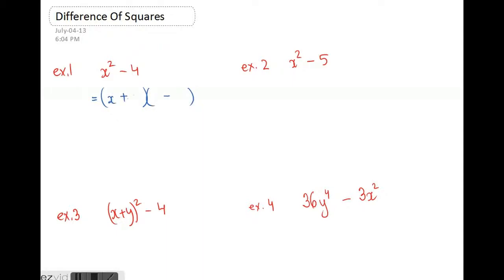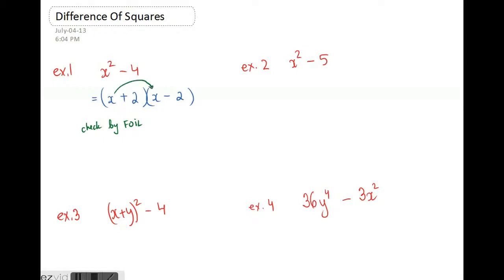You set up two brackets, one with plus, one with minus, and you split up both of the terms by doing a square root. So square root of x squared is x, and then square root of 4 would be 2 and 2. So we can check this by FOIL to verify that this pattern does work.